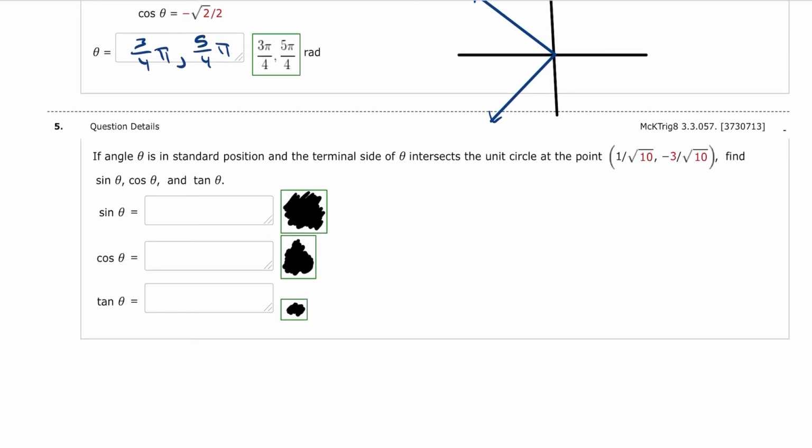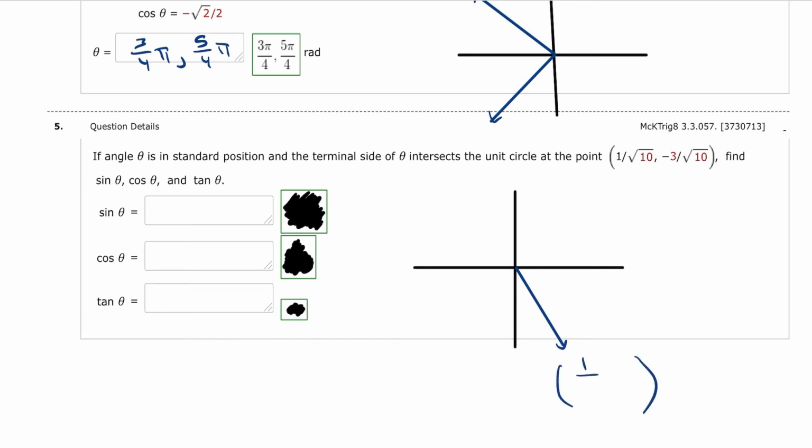All right, now let's look at this one. It says if angle theta is in standard position and the terminal side of theta intersects the unit circle at this point. Well, that's positive, negative, so that's going to be quadrant 4. So your positive 1 over radical 10, negative 3 over radical 10. So our angle is going to be around here somewhere. So I'll just draw it around here.